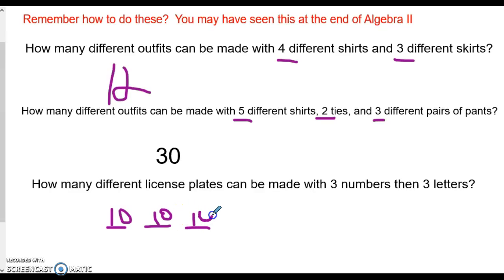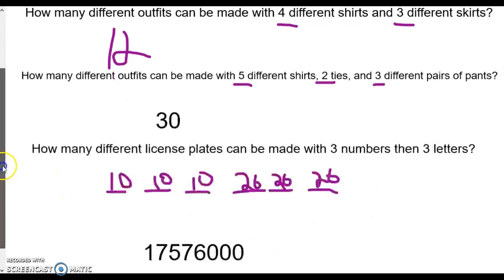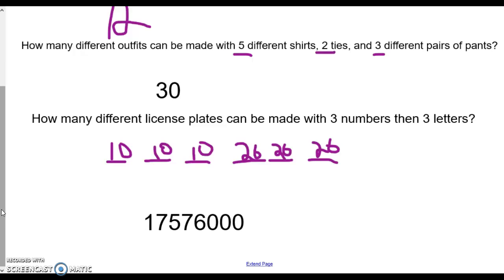The next part of this problem says 3 letters. So I do 3 slots for my letters. And there are 26 letters in the alphabet. So we're going to put in 26 in each one of these slots. And then just like making the outfits, we are going to multiply all of these together. So we do 10 times 10 times 10 times 26 times 26 times 26, and we get that number.